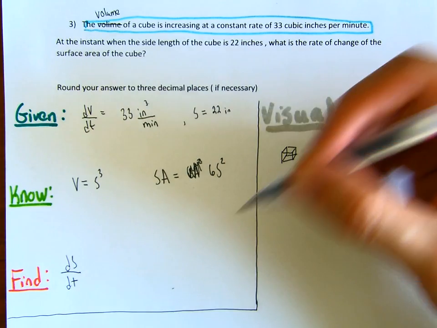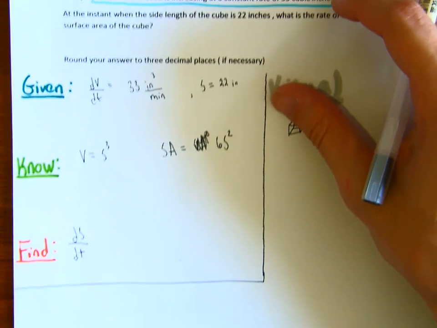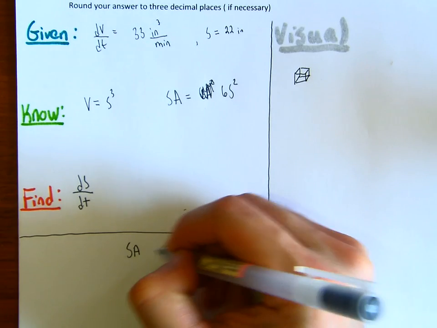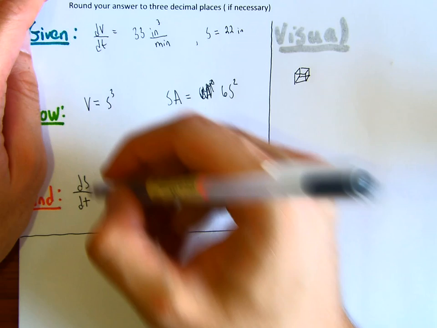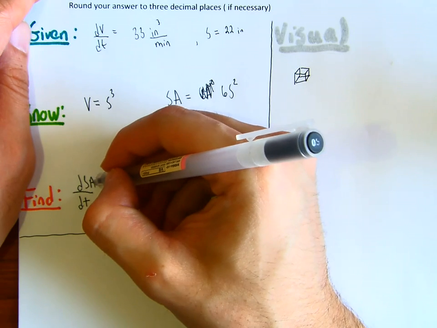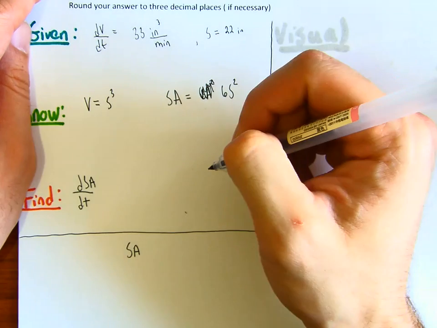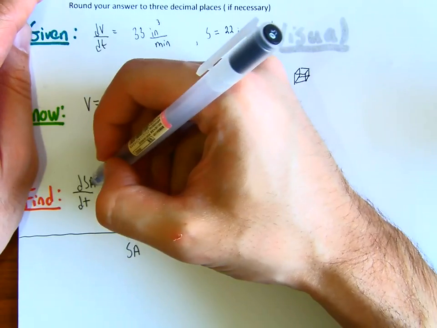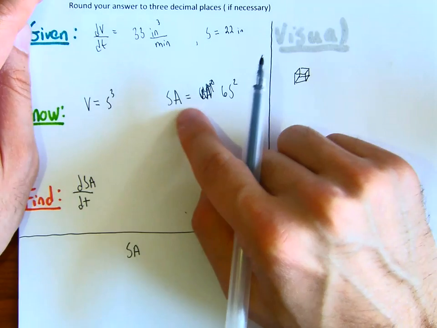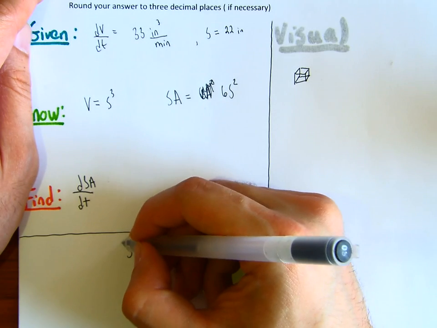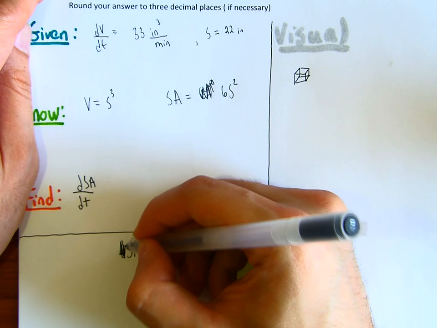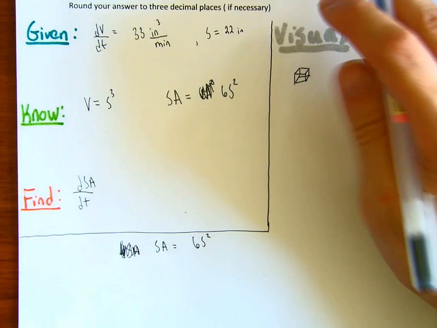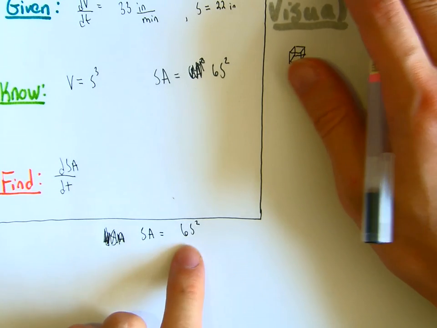Okay. So what do we want to find? It's saying find dS/dt. So what would be the first move? Let's take the derivative with respect to time with the formula for surface area. So surface area, this should be dSA, because surface area is SA, and we want the derivative, or the rate of change, of the surface area. So if we have SA equals 6s squared, now we're going to take the derivative with respect to time.